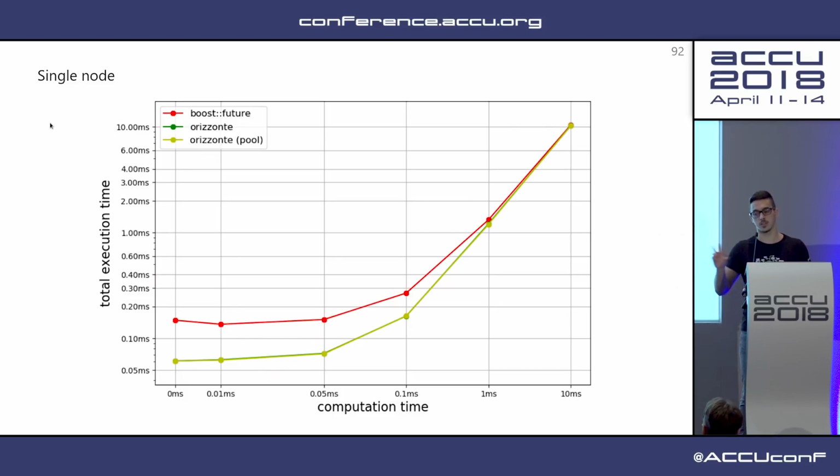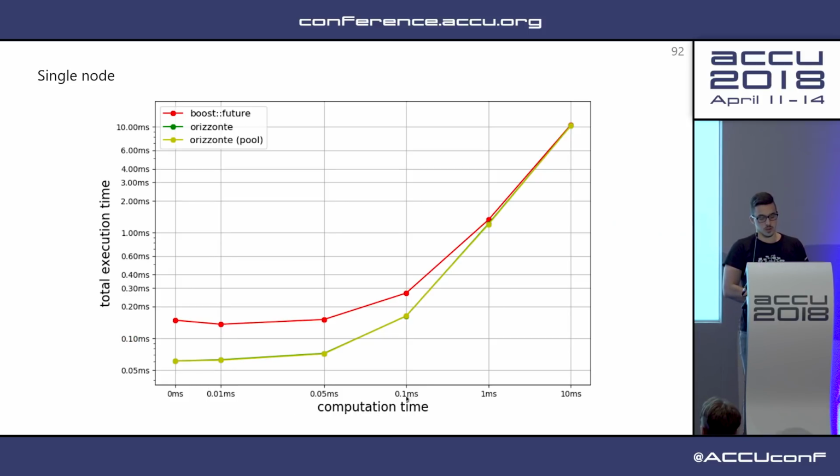So it's simply just instantiating a node and invoking it and waiting until it's done. And as you can see here, if we use Horizonte, which is the name of the library that contains these abstractions, you have a huge difference with Boost Future. And this was measured by running this 1,000 times in a loop and getting the average.